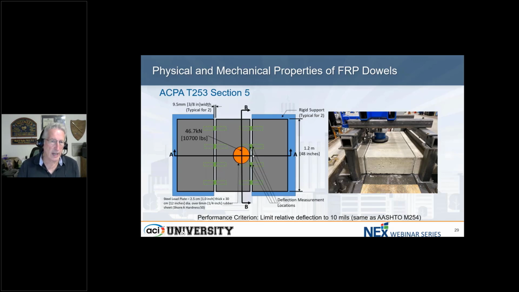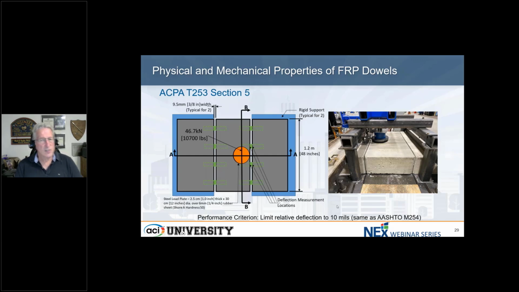And the test has been calibrated experimentally such that the load that's applied, 10,700 pounds, gives you the same behavior for this test that a single dowel does in the AASHTO T253 test with a 4,000 pound load. So it's intended to be equivalent. If you ran the 1.25 inch epoxy coated dowels in this, you should get the same results as you would in the AASHTO test. So we limited the relative deflection to 10 mils here as well.